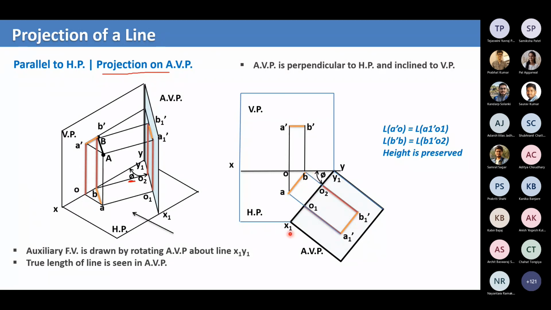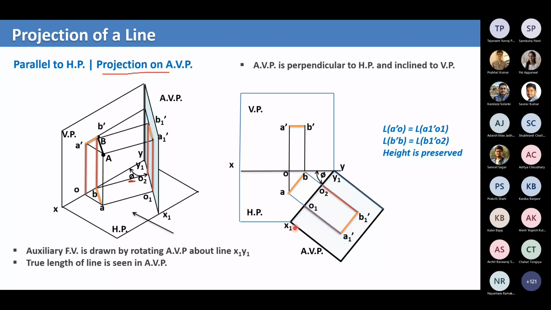So we have drawn the auxiliary plane x1 y1. Remember that we just draw a single line and we are saying that it is a plane. Why? We have already seen why. Because when you see from this direction, this whole plane is nothing but the projection x1 y1. That's why we call this x1 y1 the auxiliary plane.